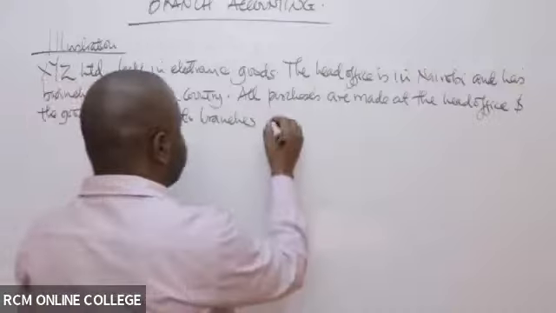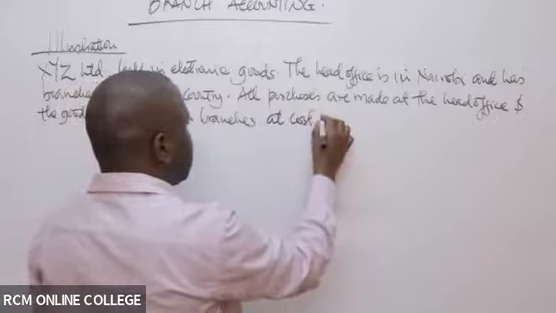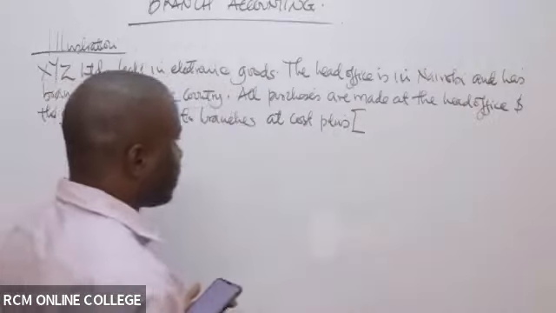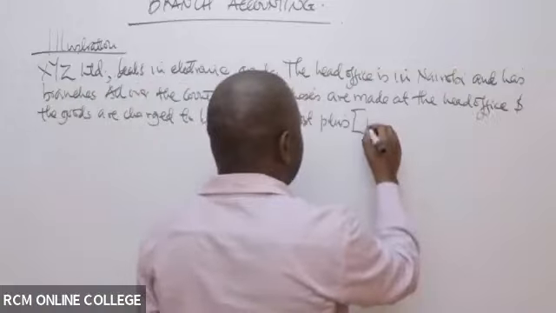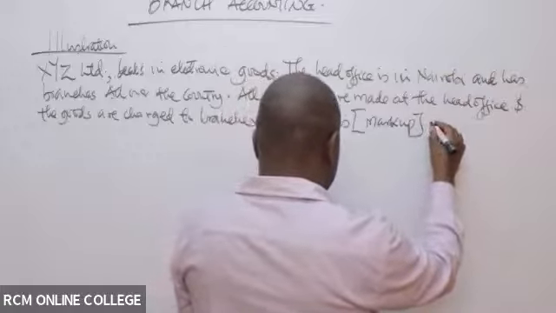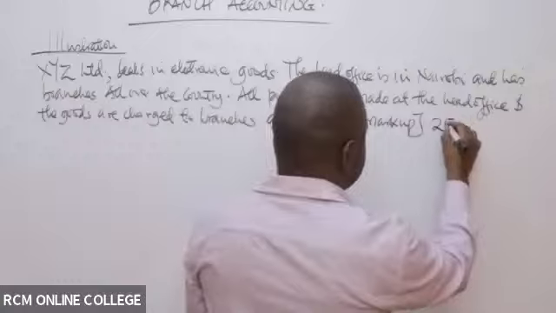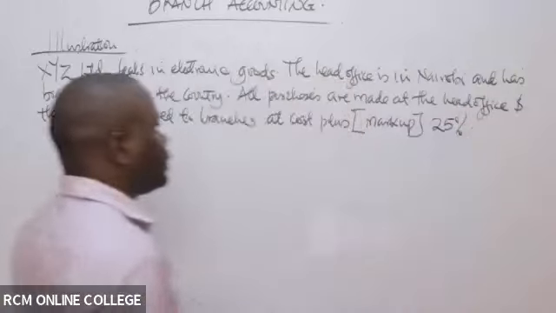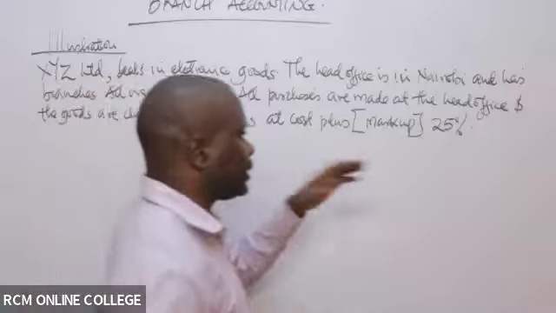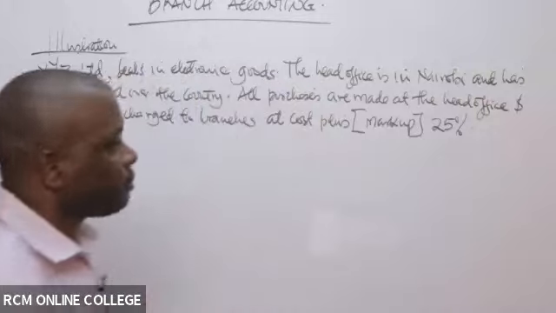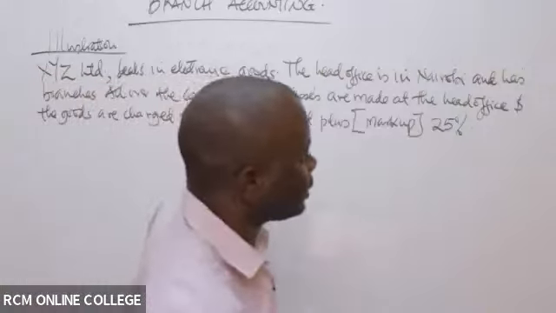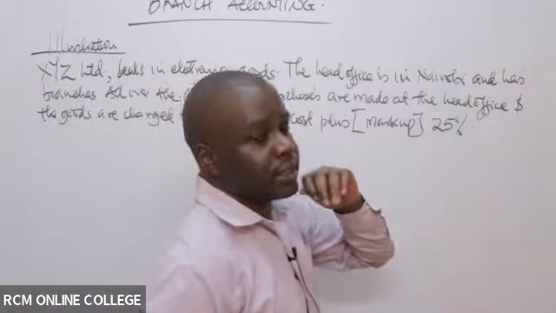At cost plus. What they mean by cost plus here is that there's a cost, then they put a markup of, in this case, 25%. So the head office buys the goods, then marks them up to the branch at 25%. If the head office buys at 100 shillings, they add 25 shillings, so they send to the branches at a price of 125 shillings.